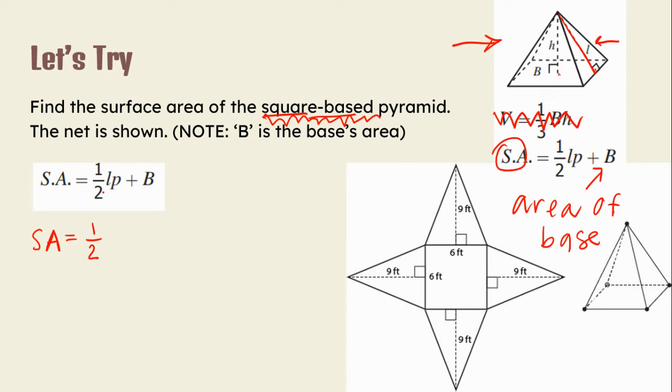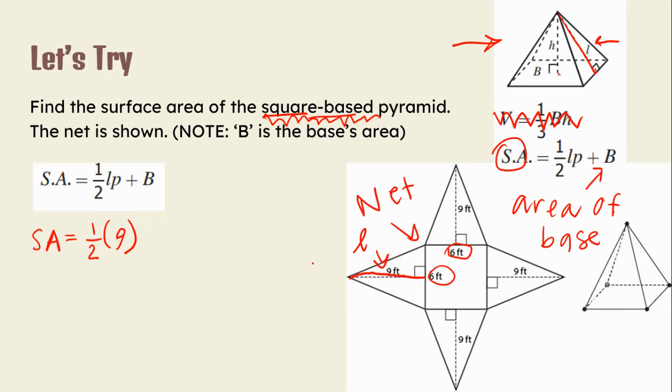1/2 times the slant height. Well, the slant height is on one of the triangular sides, so it's not going to come from these sixes. That's part of the base. Note this is a flat net of the figure. It's like if we took the pyramid and flattened it out, we broke it apart. So the slant height is the height of one of the triangular sides. So that'll be 9. That's our slant height.